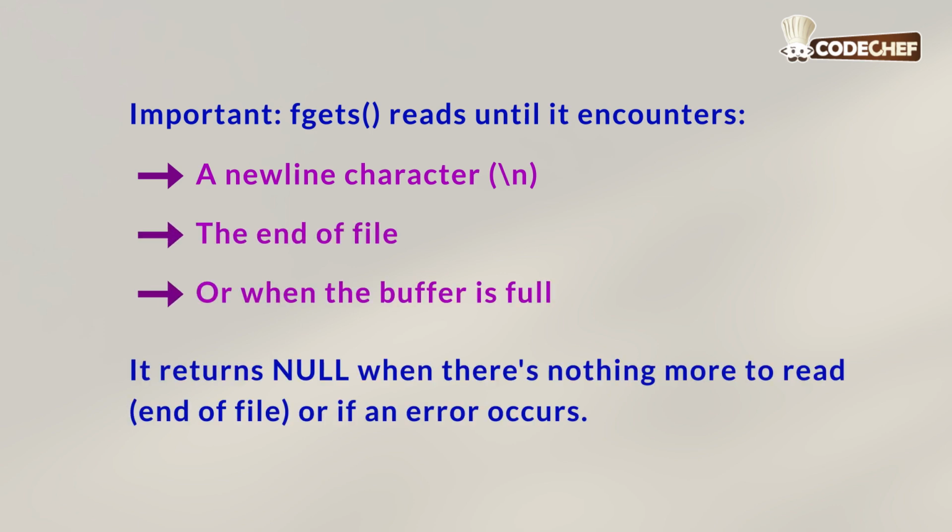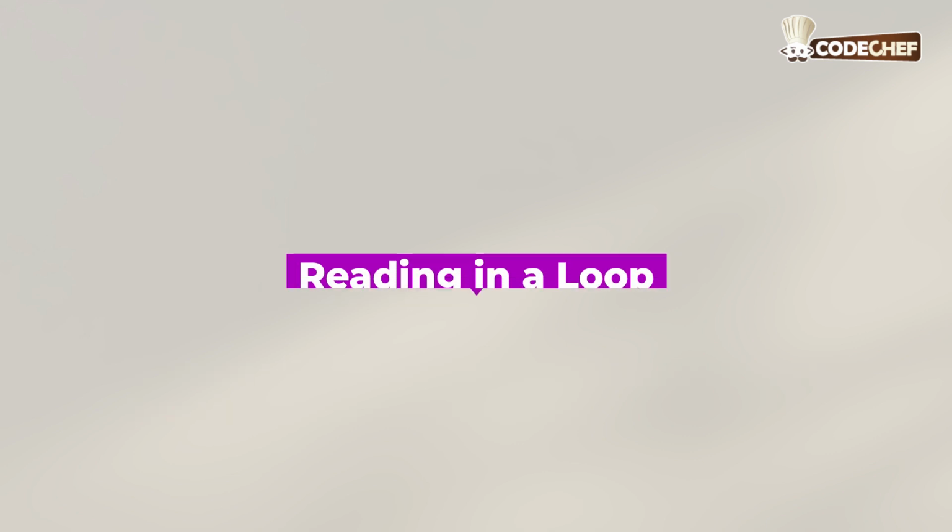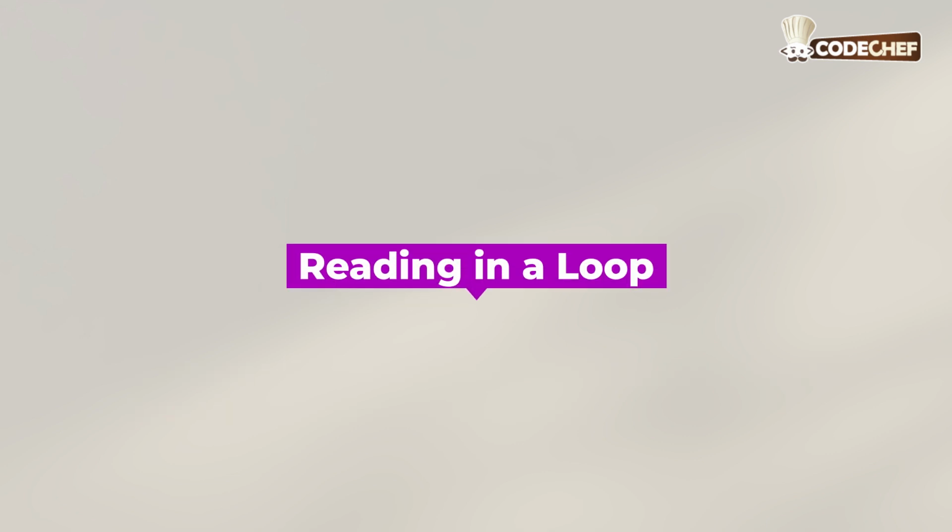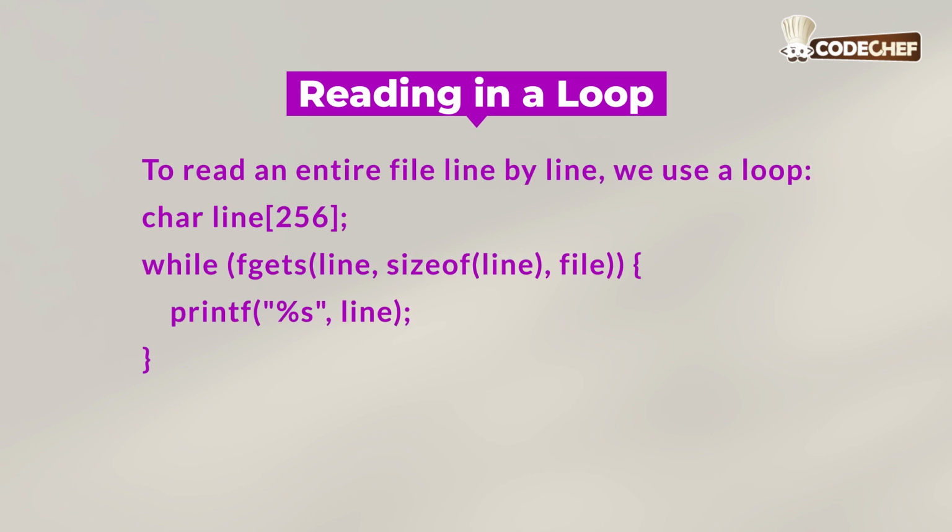It returns null when there is nothing more to read, which is end of file or if an error occurs. Reading in a loop. To read an entire file line by line, we use a loop. This is how it looks. Here, the while condition is fgets(line, sizeof(line), file). fgets returns the line it read, which is a non-null value. Fgets returns null when it reaches the end of the file, so the loop continues as long as there are lines to read. And when the file ends, fgets returns null and the loop stops.